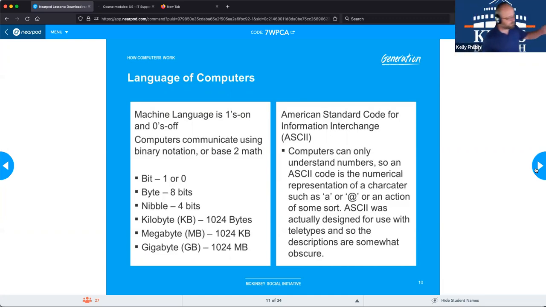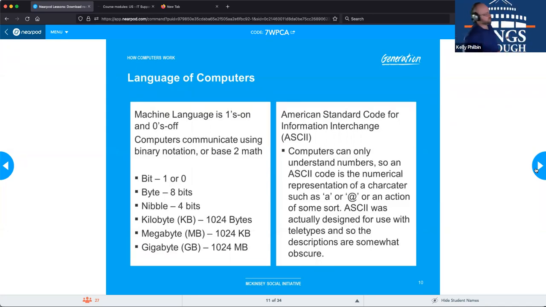So how they break these pieces down is a single one or zero is called a bit. So when you hear bit, that is a single binary digit, one or zero. That's it. Then it moves up to a byte, which is a series of 8 bits together. There's a smaller notation that becomes important when you're dealing with things like hexadecimal, which you'll also learn about, called a nibble, and that is 4 bits together. So 4 bits makes a nibble, 8 makes a byte.